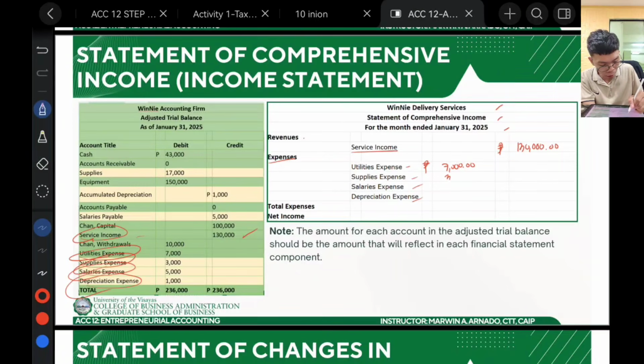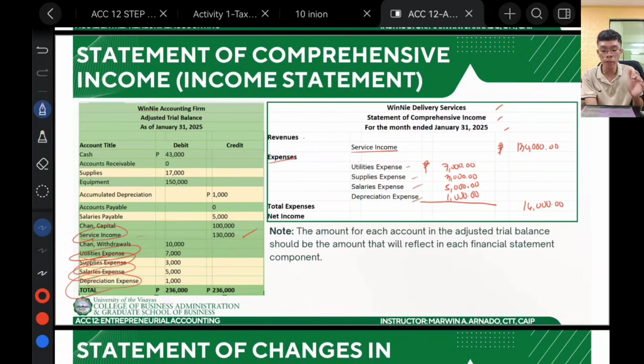Supplies expense is 3,000. Salaries expense is 5,000. Depreciation expense is 1,000. Okay? And after which we just add all of our expenses. So we have here 7,000 plus 3 plus 5 plus 1. That is 16,000. So our total expenses is 16,000.